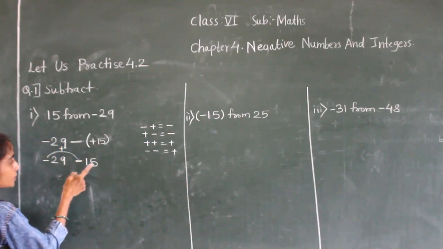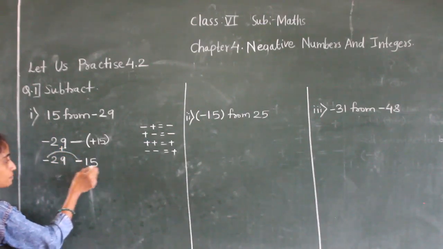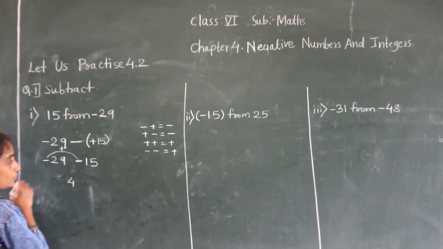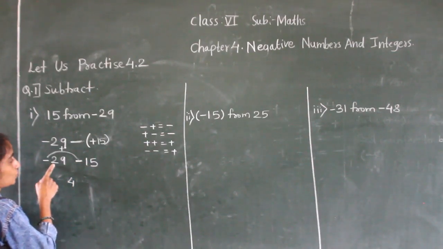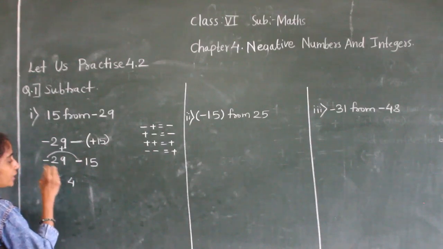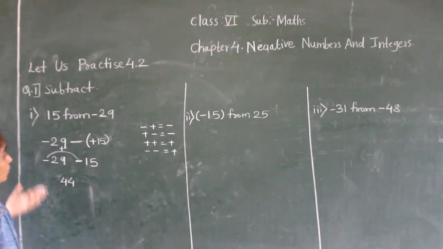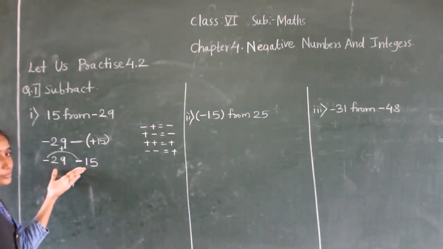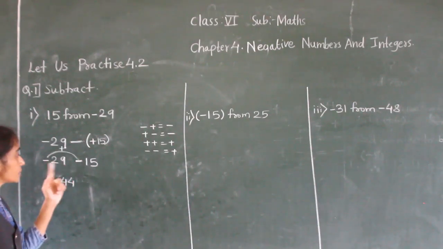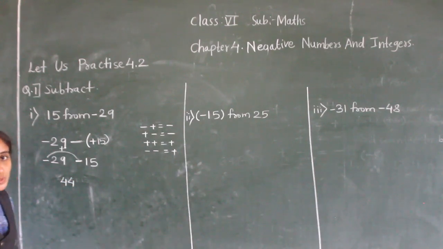So 29 plus 15 we are going to do. So 9 plus 5, 14. Okay, 1 is carry. 2 plus 1, 3, and 1 carry, 4. So what is our answer? 44 is the answer we got. Now if both the numbers are negative, see, both the numbers have a negative sign, so for the answer also give a negative sign.